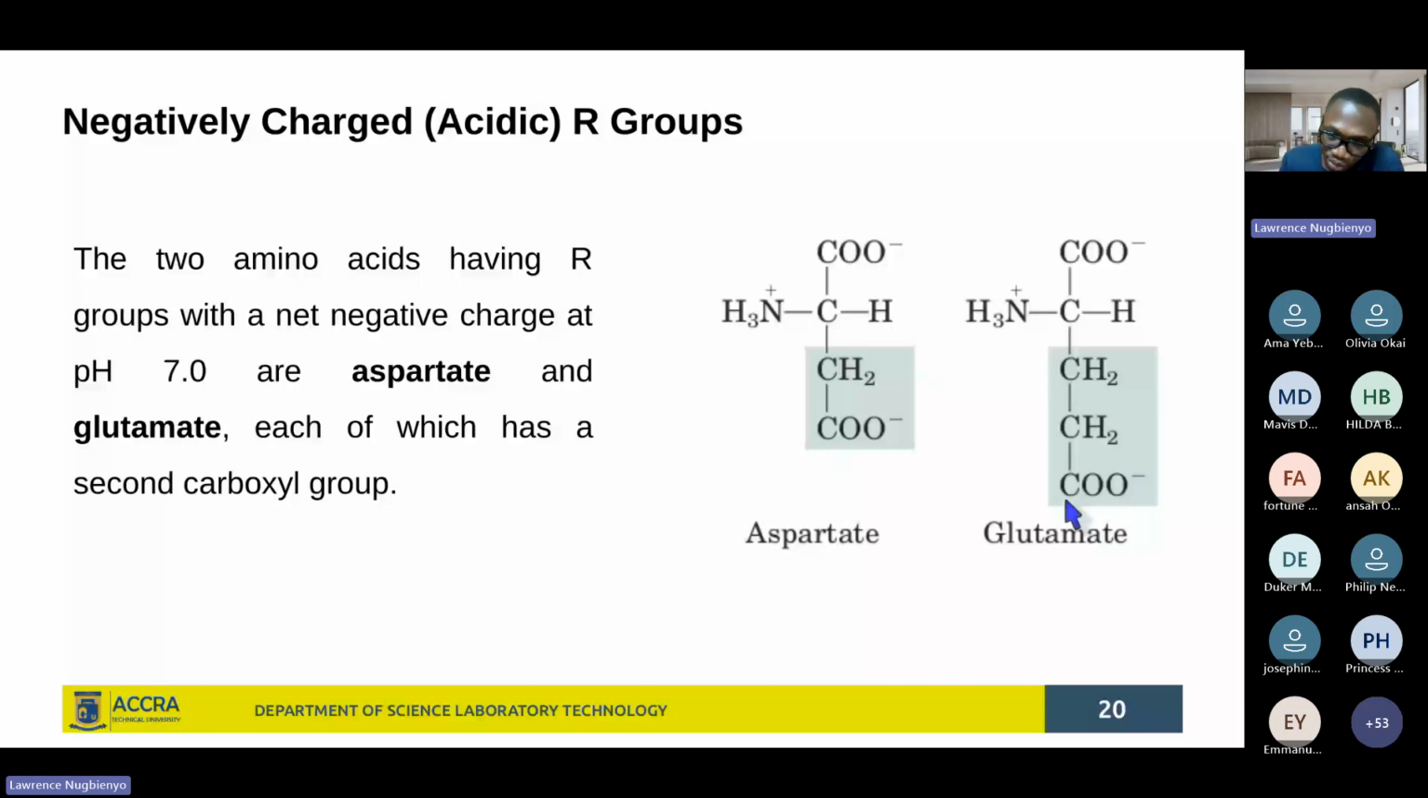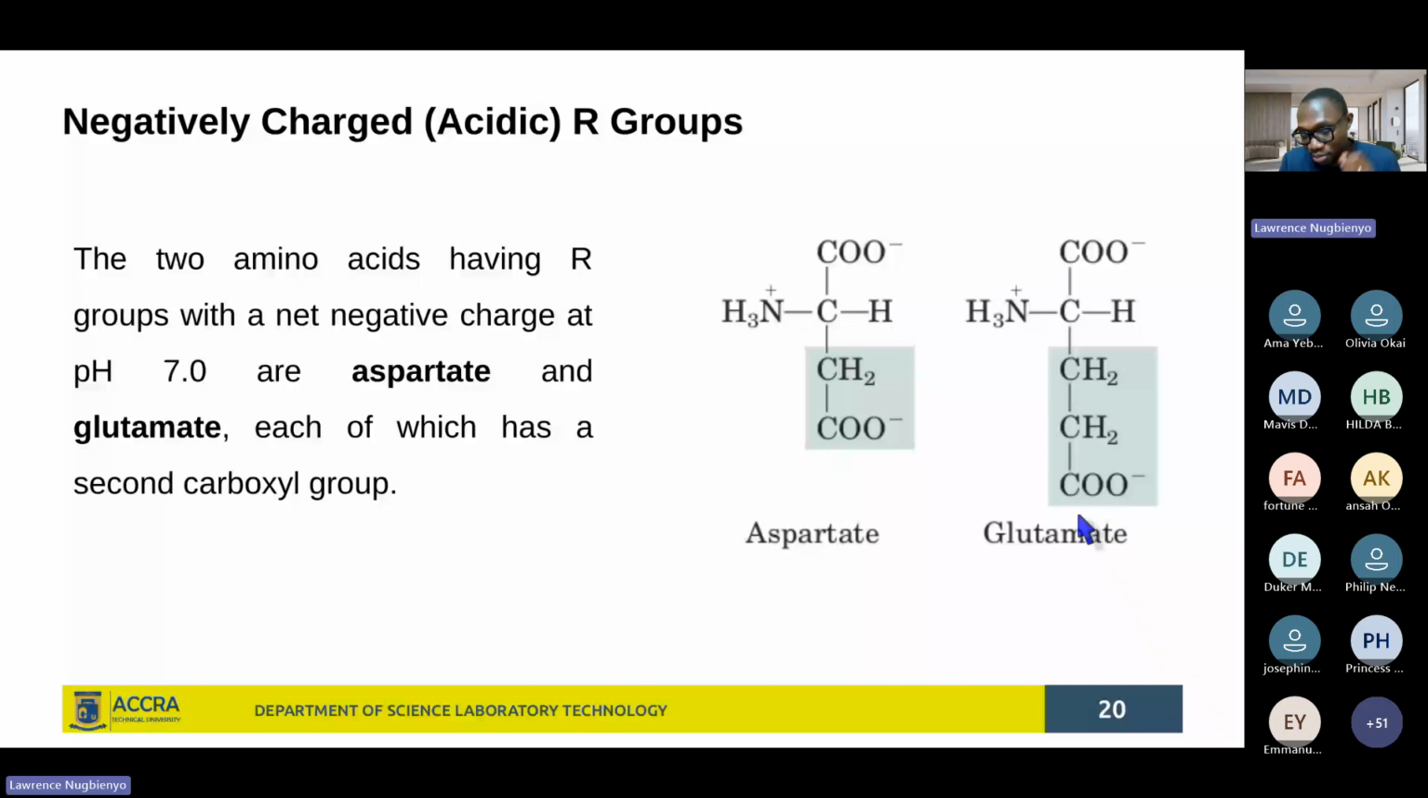Sometimes you see aspartate when you are reading, and you also see something like aspartic acid. It is the same as aspartate. The same way you see glutamate, sometimes you see glutamic acid. It is the same thing that is being referred to. And these two are having extra carboxylic acid groups in addition to the original carboxylic acid group that is on the alpha carbon.